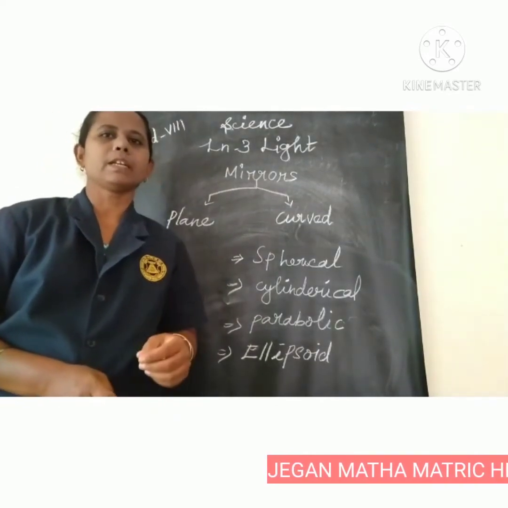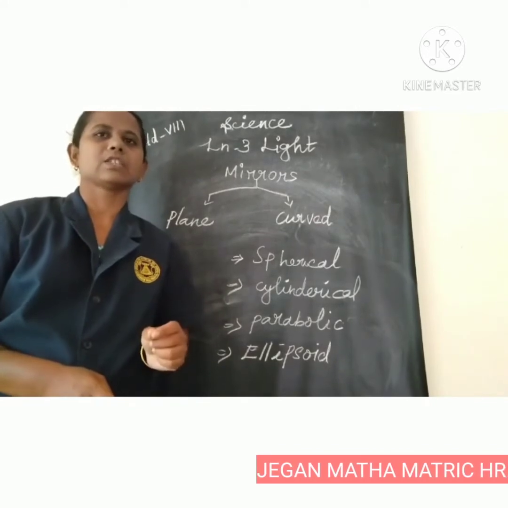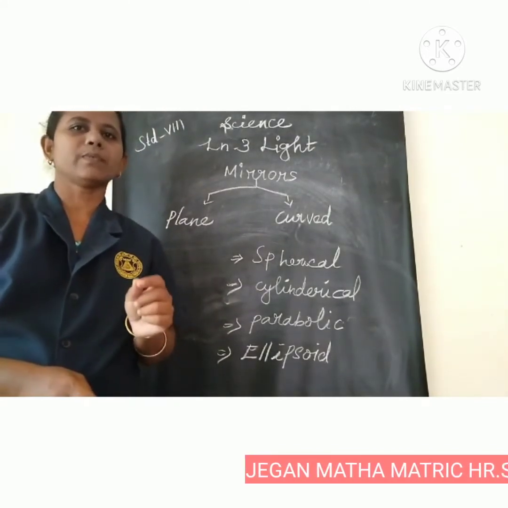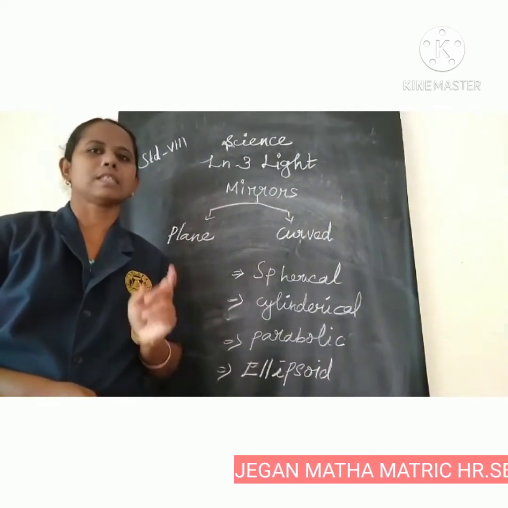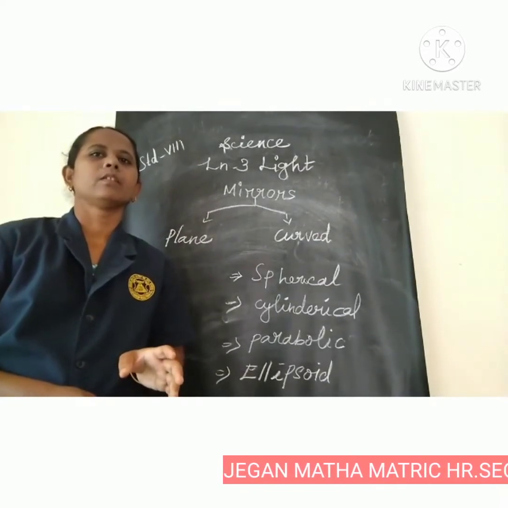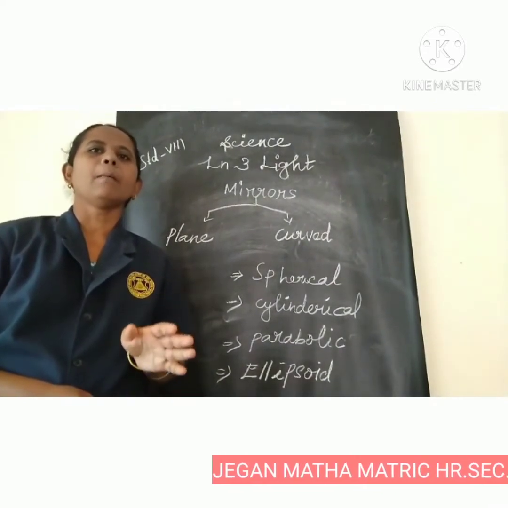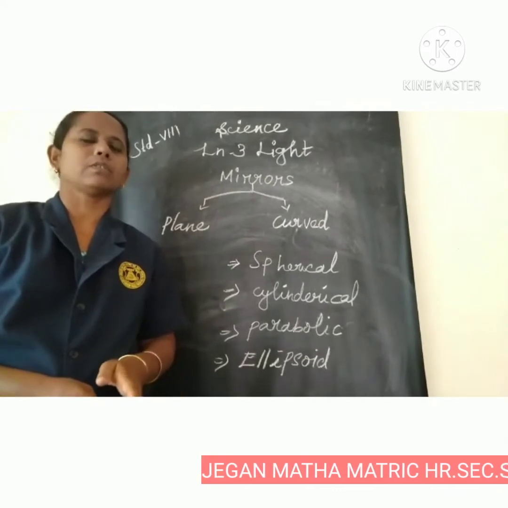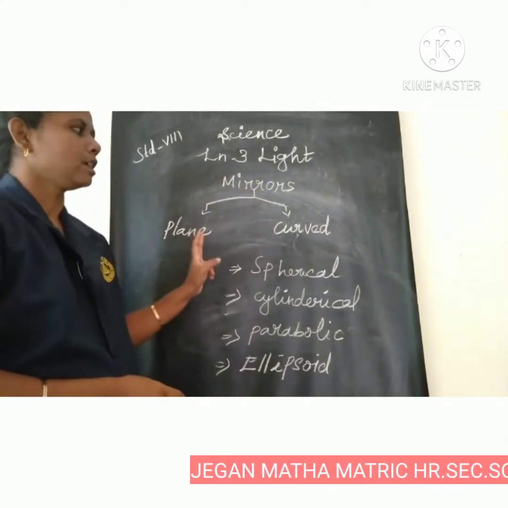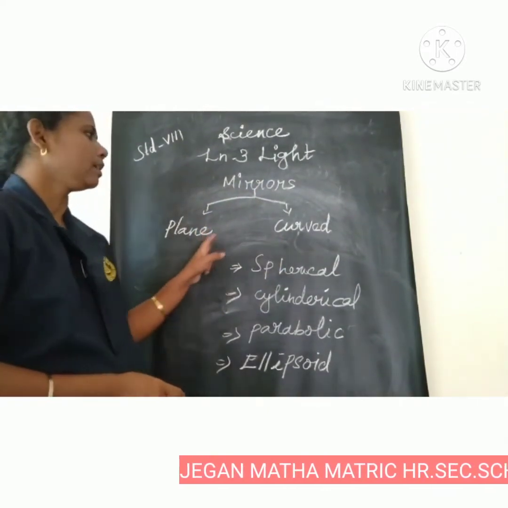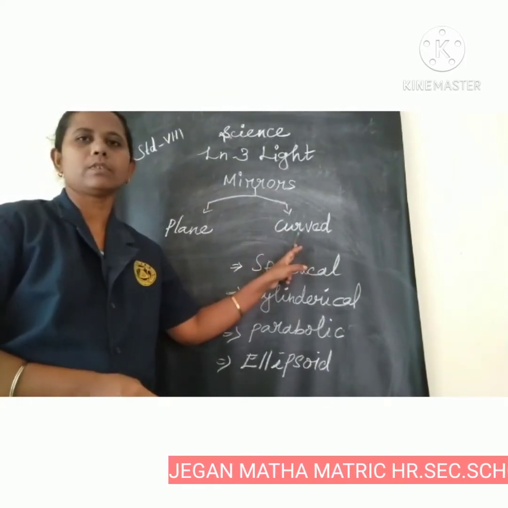A typical mirror is a glass sheet coated with aluminium or silver. A mirror has a plane or curved surface. Mirrors have two types, plane or curved surface.